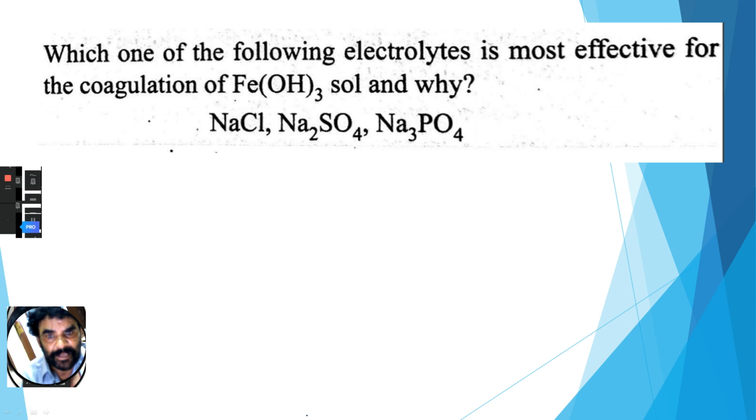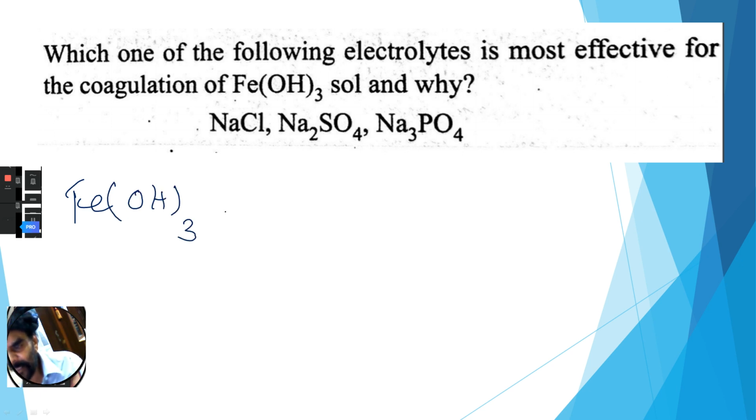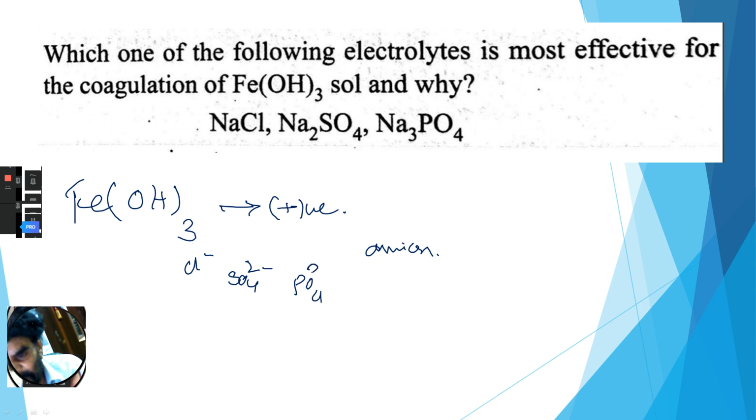Next, which of the following electrolytes is more effective for the coagulation of ferric hydroxide? See, this is Fe(OH)3. Ferric hydroxide is a positively charged colloid. Therefore, which ion is required? The electrolyte which supplies the negative charge. An anion is required. Here, the first is chloride ion, the second sulfate ion, the third phosphate ion. These are the coagulating ions.